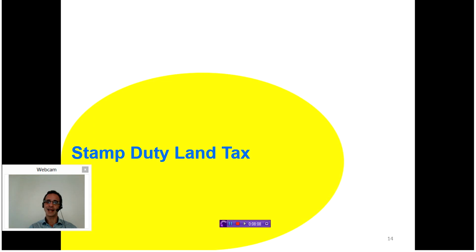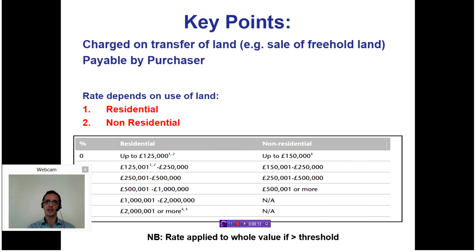Now, stamp duty land tax, a little bit more complicated. And what we're talking about here is the transfers of land, so perhaps the sale of land, and it is payable by the purchaser. Okay? Do bear in mind that it doesn't necessarily have to be a sale. We could be talking about leases, which we'll come on to in a moment. And in relation to leases, quite an important point that the stamp duty land tax would be payable in respect of any premiums perhaps, and also the net present value of any rents.